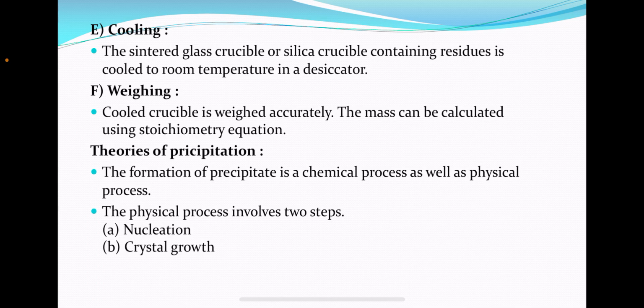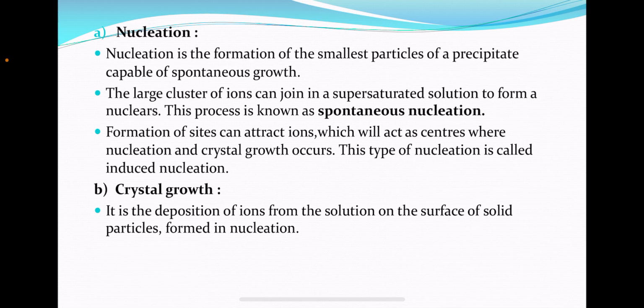The physical process involves two steps. One is nucleation and another one is crystal growth. So these are the two physical processes which we are going to observe during the formation of precipitates. Now let us see one by one. What is meant by nucleation? Nucleation is the formation of smallest particles of a precipitate capable of spontaneous growth.